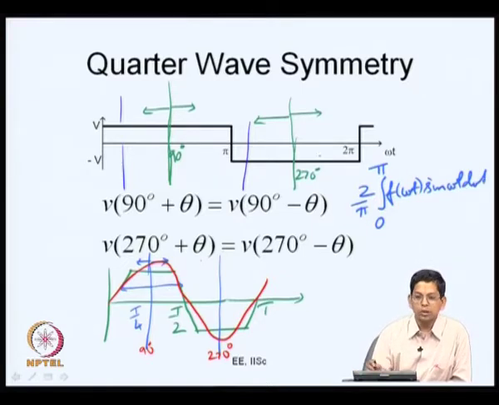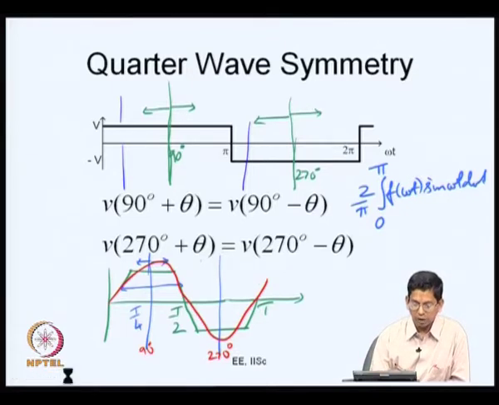You do not have to consider the waveform over 0 to 2 pi if it has half wave symmetry. You can consider it from 0 to pi or from any theta to pi plus theta. You must consider one half cycle of the waveform. You can calculate your average over that. So, that is one of the advantages, it reduces your calculation.